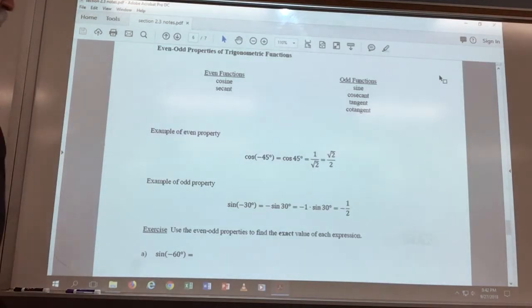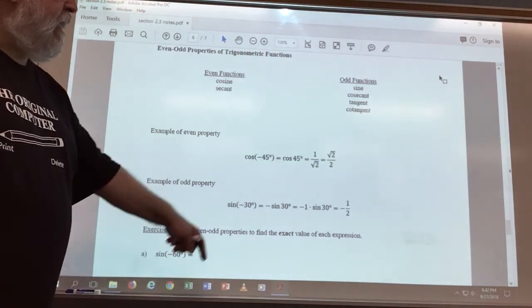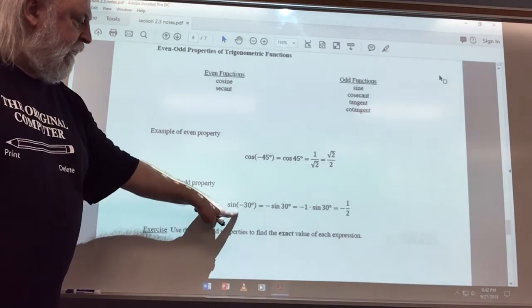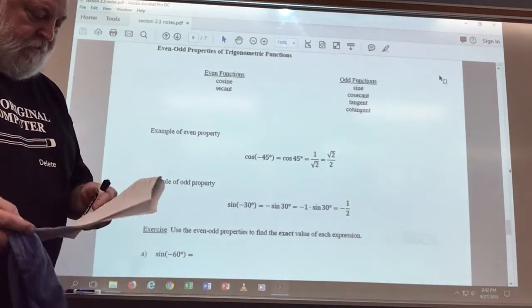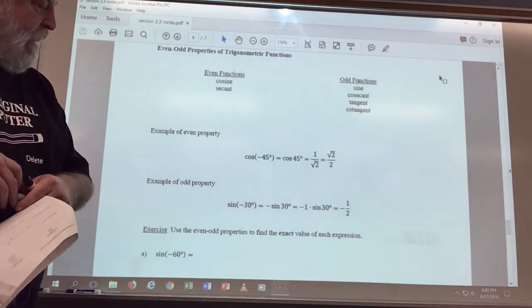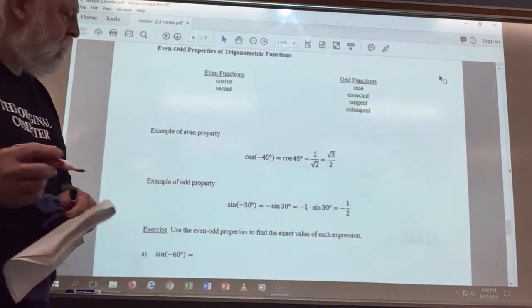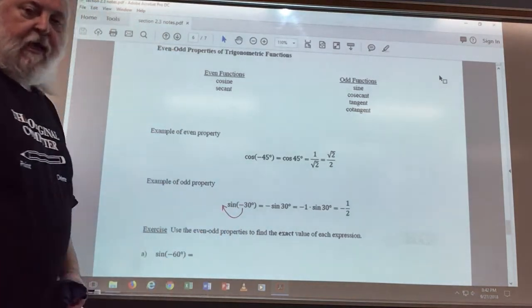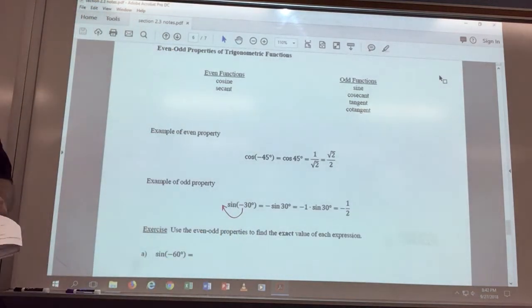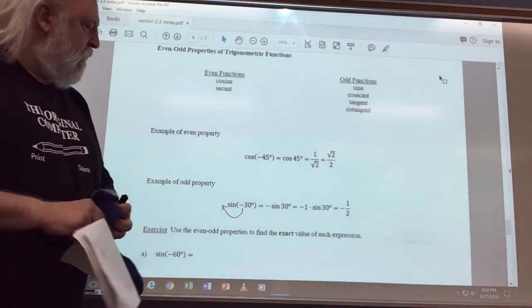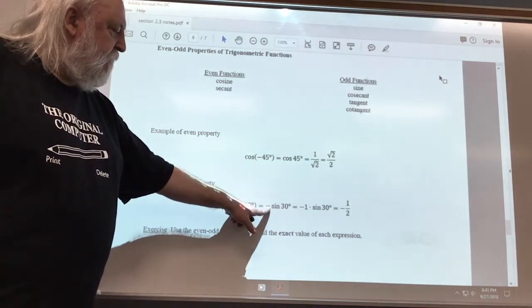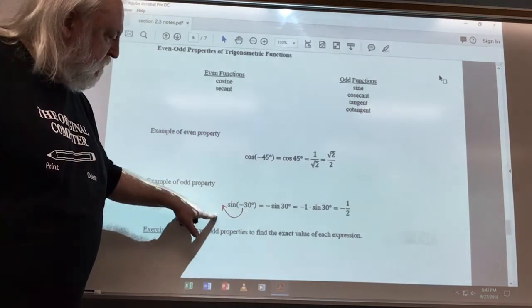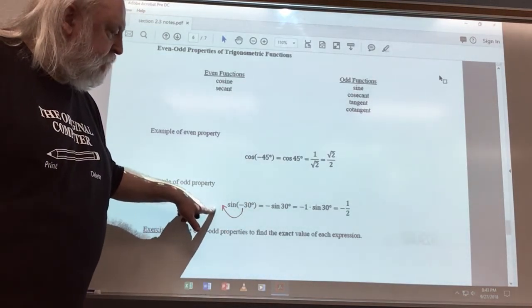With the odd property, sine is an example of an odd trigonometric function. Here we're taking the sine of minus 30 degrees. We don't drop the minus sign in front of the angle. What we do is we move it out front of the trigonometric function. So the sine of minus 30 degrees is equal to the negative of the sine of plus 30 degrees. The minus sign was brought out front of the sine function.